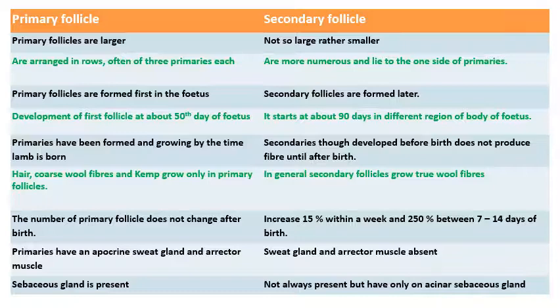of birth. Primaries have an apocrine sweat gland and erector muscle. So as I mentioned earlier, primary follicle will have a sweat gland, whereas in the case of secondary follicle, the sweat gland and erector muscles are absent. So erector muscle is mostly present for the hair. Then primary follicle has a sebaceous gland, but in the case of secondary follicle, this sebaceous gland is not always present, but they have only an acinar sebaceous gland. So these are the differences between the two types of follicles.